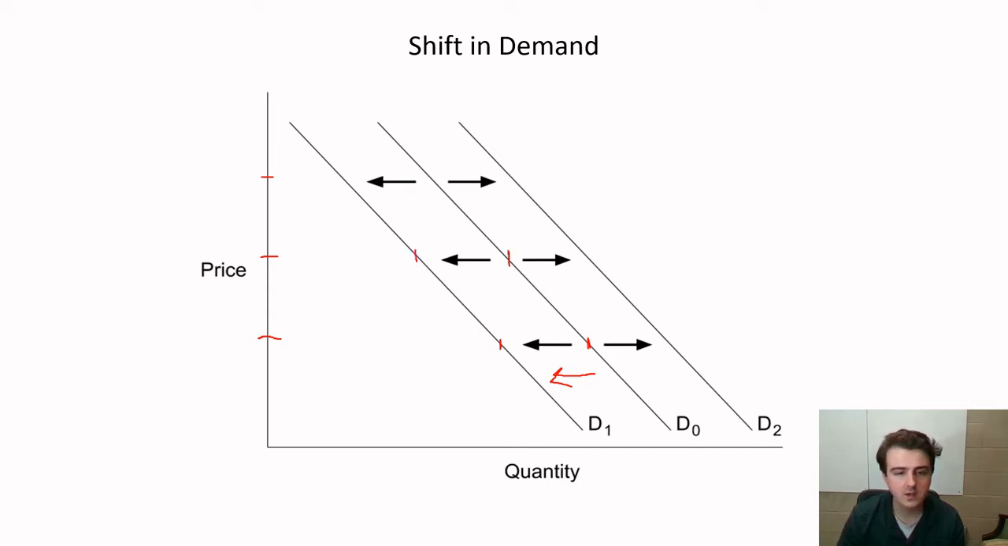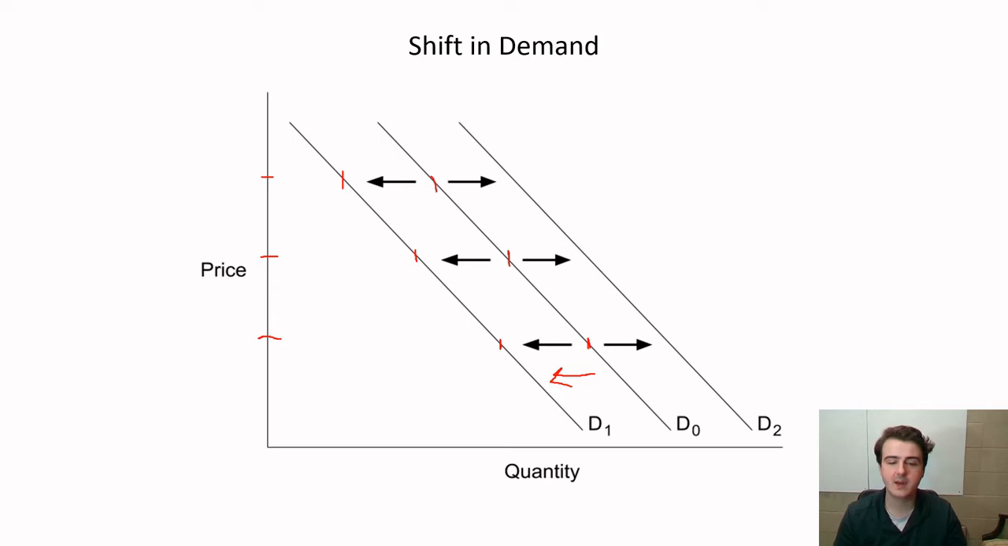So if you're looking at this price, we move from here to here. At this price, we move from here to here. At this price, we move from here to here. So we're moving left, right? We're moving left as we buy less and less. There's less and less quantity demanded at every single price. Again, demand is the relationship between price and quantity demanded, so a shift in demand is a change in this whole relationship.